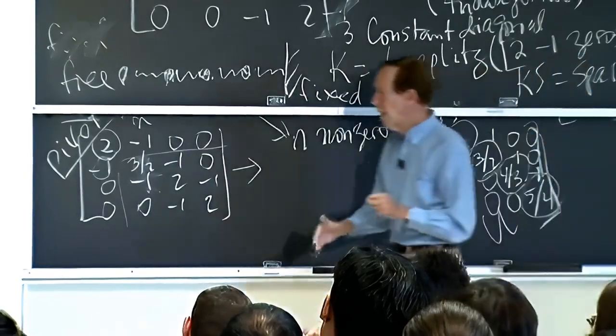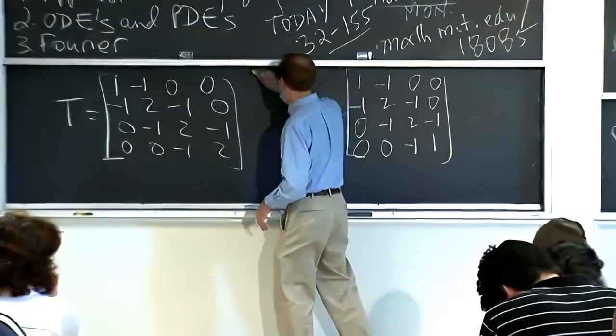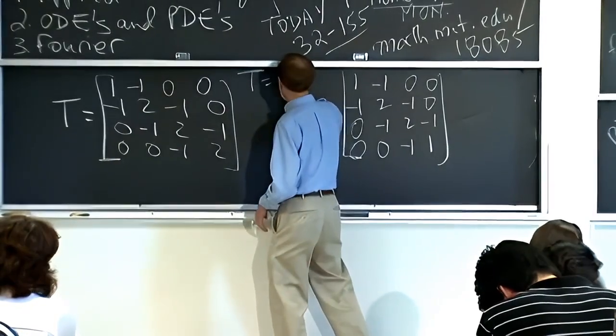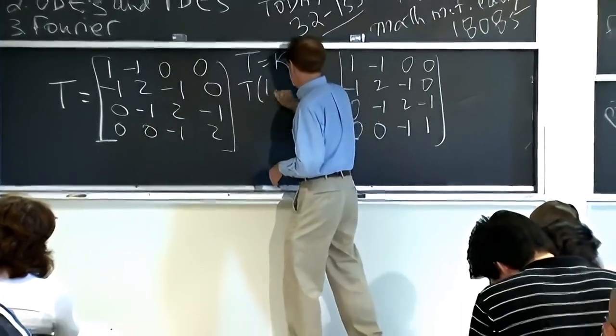It's not Toeplitz anymore, right? Toeplitz says constant diagonals, and these are not quite constant. I would create K. I would take T equal K if I was going to create this matrix, and then I would say T of 1, 1 equals 1.